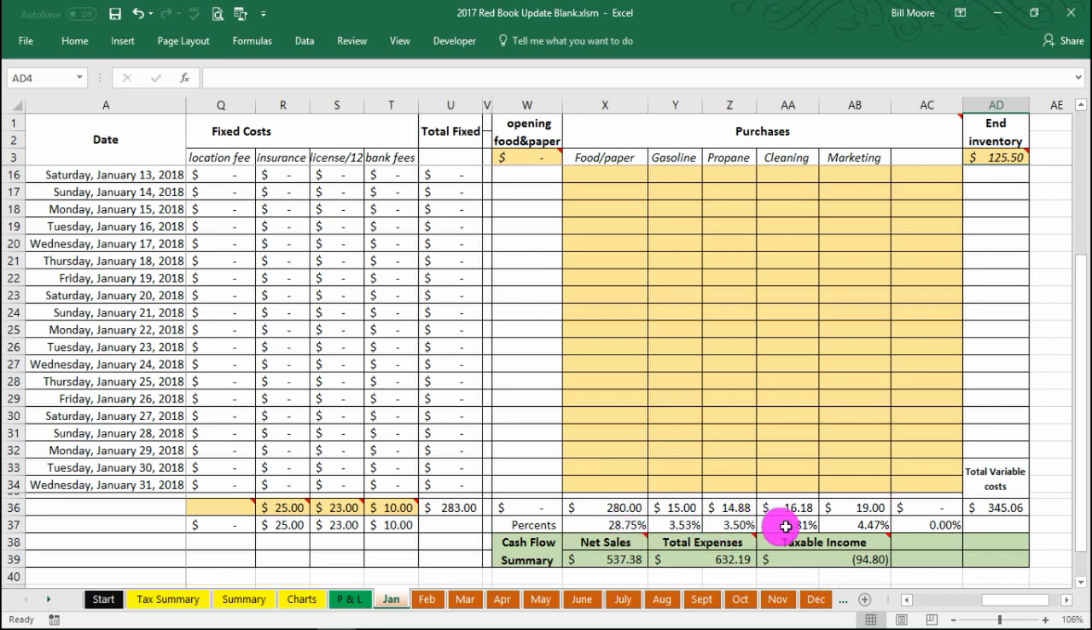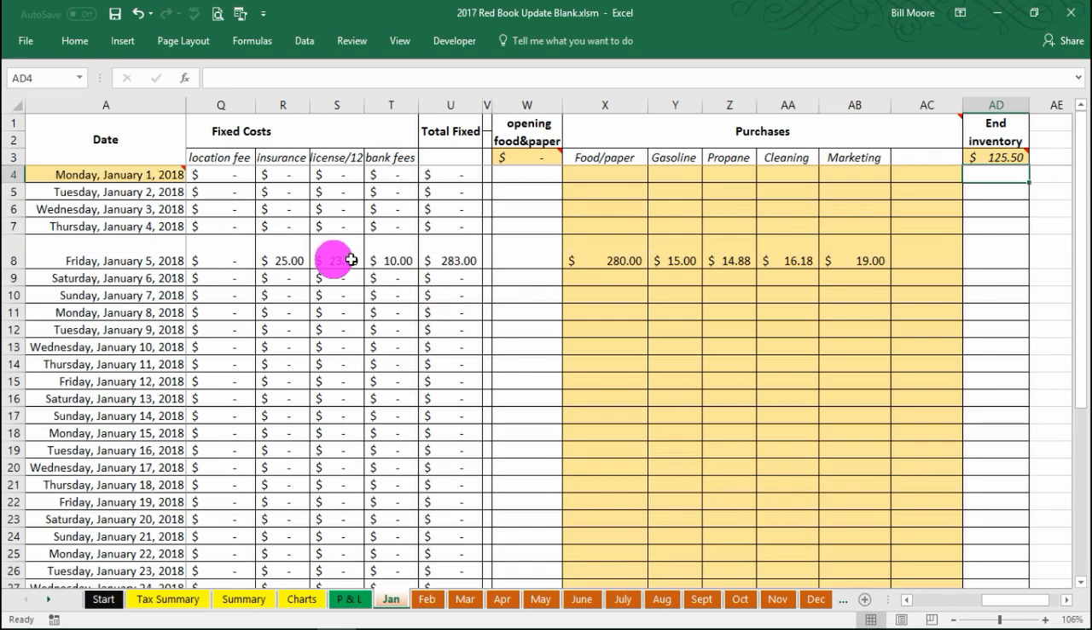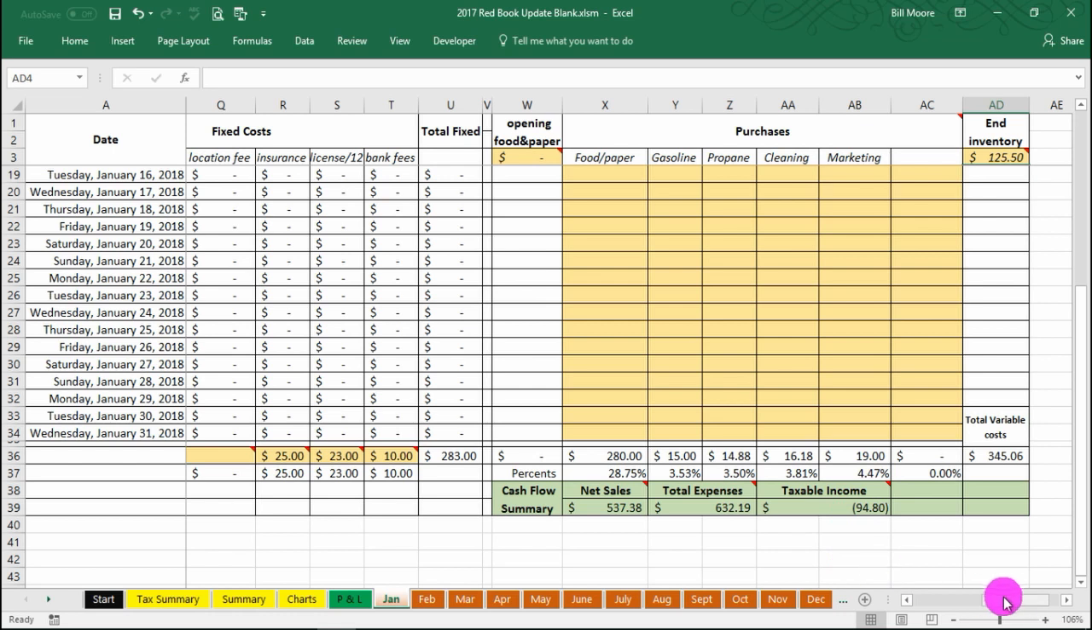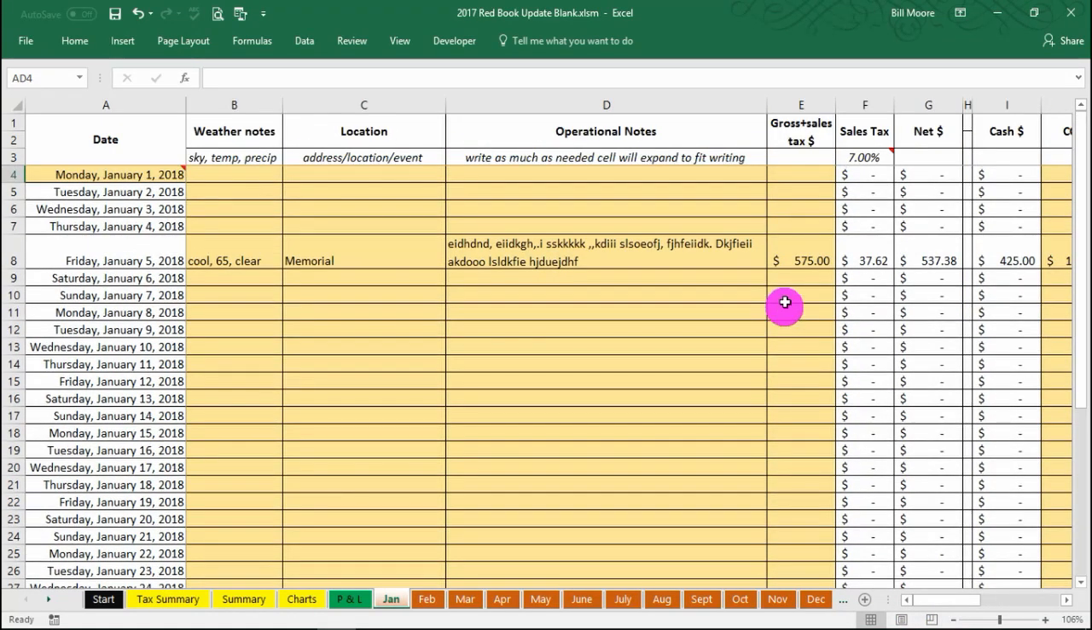And this gives you a breakdown of the percentages of each thing that you spent. And at this point, after one day, I have lost $95. And that's because I have paid all of these expenses for the month, even though I still got plenty of month left to go. Let's go back here and do just a couple more days worth of sales, just so you can see how the sheet actually works.